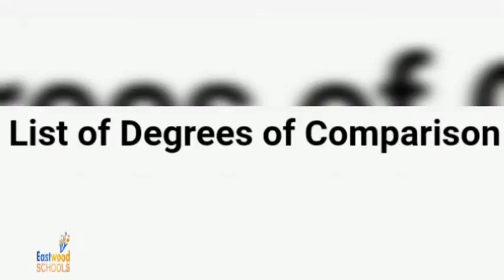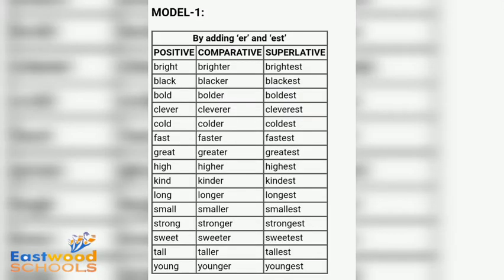Let's talk about the list of degrees of comparison. We'll be looking at some models. The first one is about adjectives that form their comparative and superlative by adding er and est respectively.